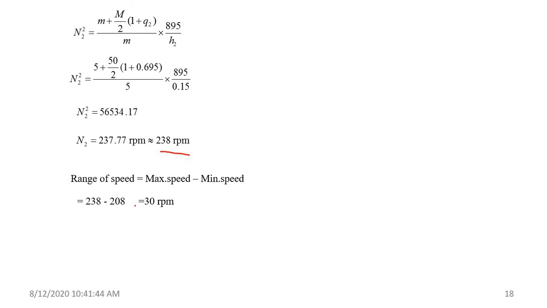What is the range of speed? Before you can find the F2 value, find the range. What is the range of speed? The maximum and minimum speed, N2 minus N1. This leads to the sensitiveness of the governor.